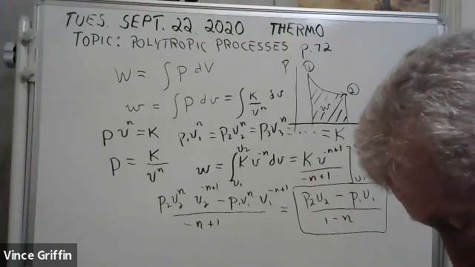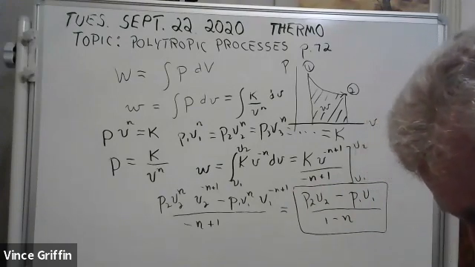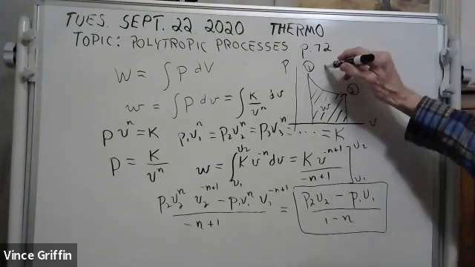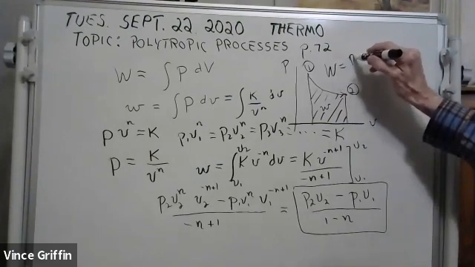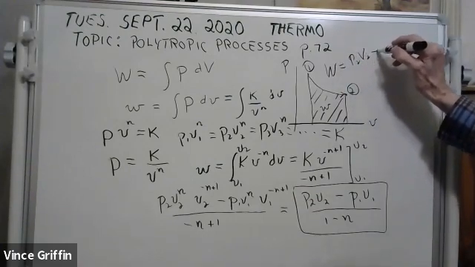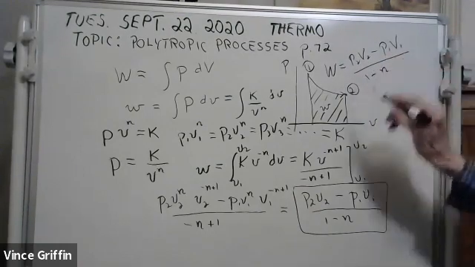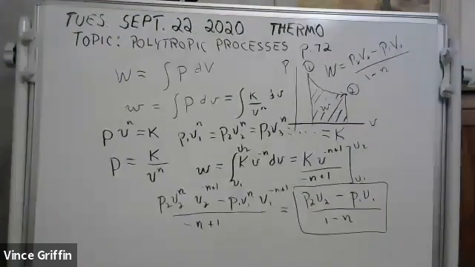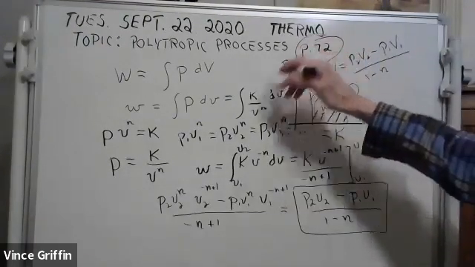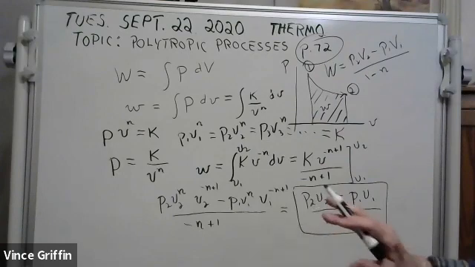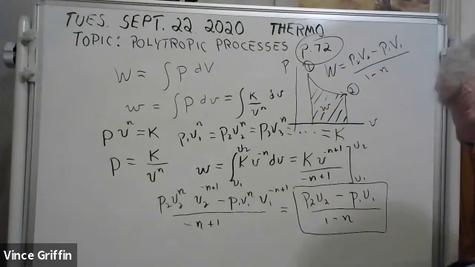You'll see it in your book on page 72. Only they did it in big letters. If you want big letters, it's P2 big V2 minus P1 big V1 all over 1 minus n. That's what they have in the book on page 72. If you want work per mass, which is more valuable to us, there it is. We have just cooked up the wonderful equation for polytropic work.